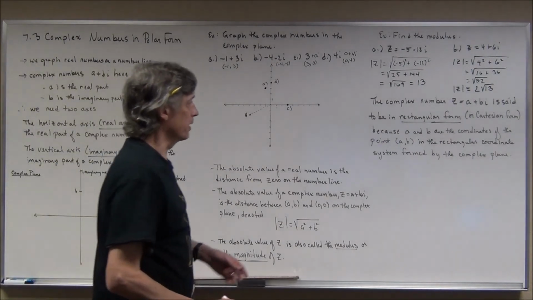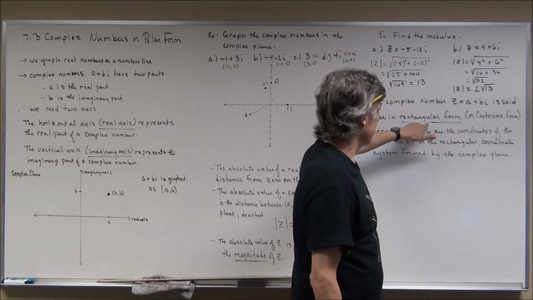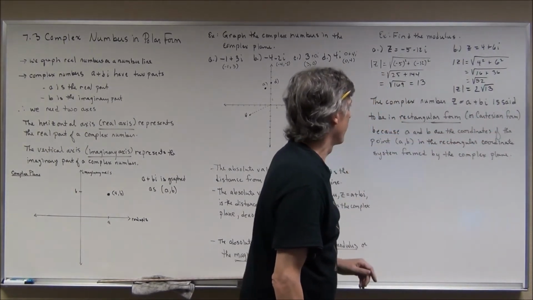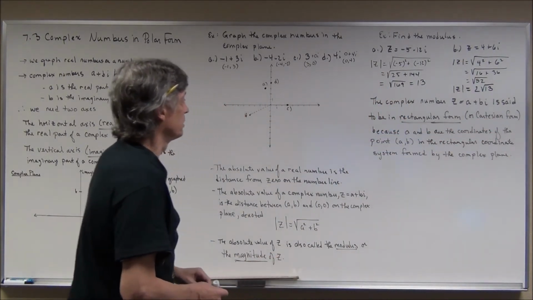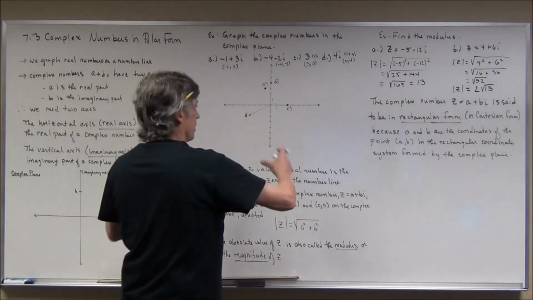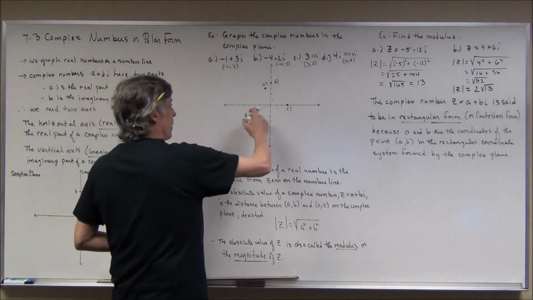Alright, now the complex number, as I mentioned before, in the form a plus bi is said to be in rectangular form, sometimes called Cartesian form, most of the time called rectangular form, because the a and the b are the coordinates of the point a, b in the rectangular coordinate system, formed from the complex plane, because we have the two axes here.